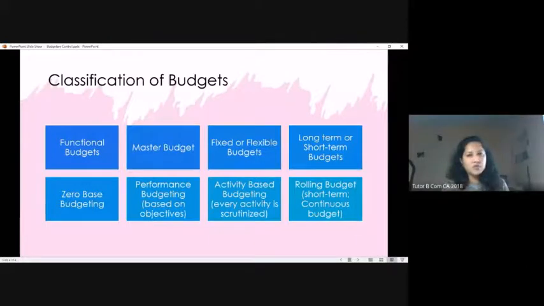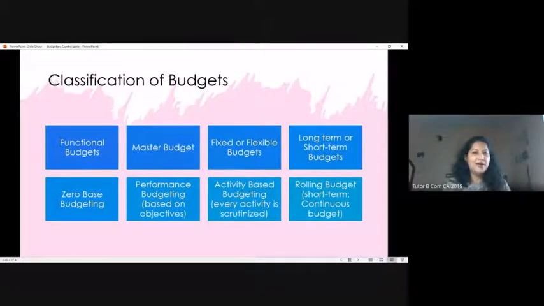In fact, in most of the budgets, when we are talking about functional budgets, the concept of activity-based budgeting will come, because functional itself is a division. In each functional budget, every activity associated with that particular function will be planned very correctly. If that is the case, that is actually the activity-based budget.